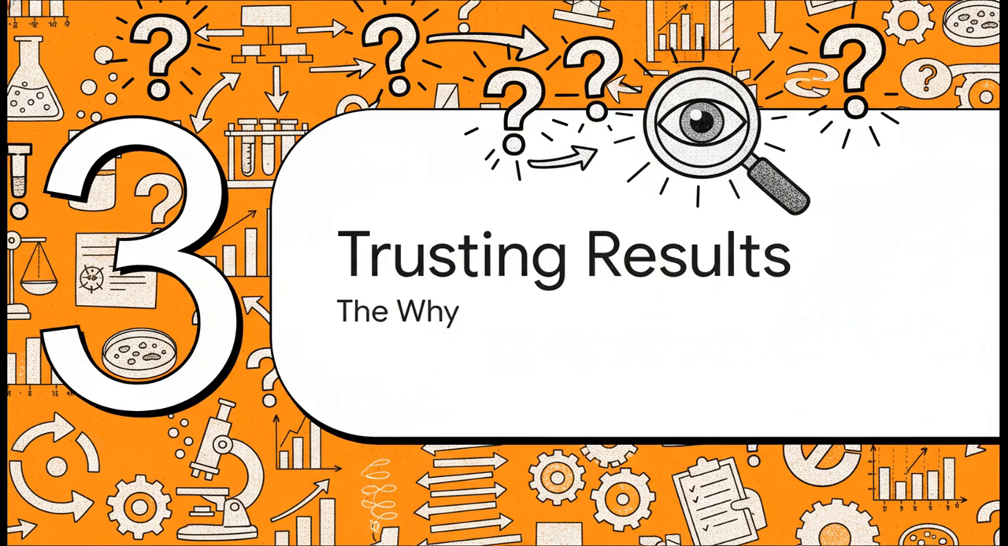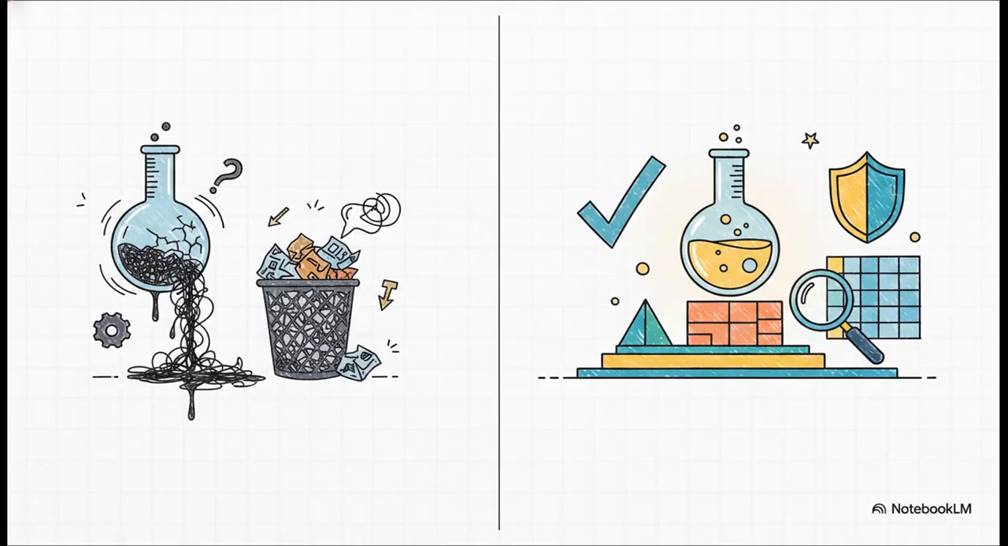Which brings us to Section 3, the why, trusting your results. Why do scientists obsess over these variables? Well, the stakes are actually quite high here. A poorly designed experiment is a massive waste of time, energy, and resources. But worse than wasting time, a bad design gives you misleading or completely false results. Think about it. Bad data is actually way worse than no data at all, because it tricks you into believing something that simply isn't true.